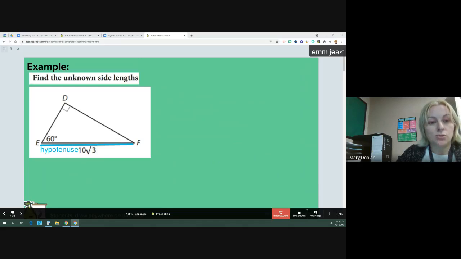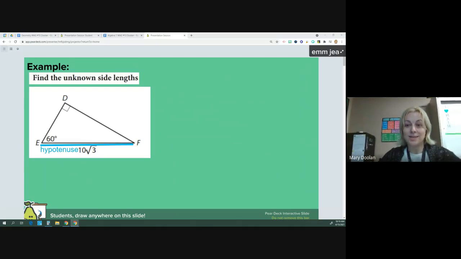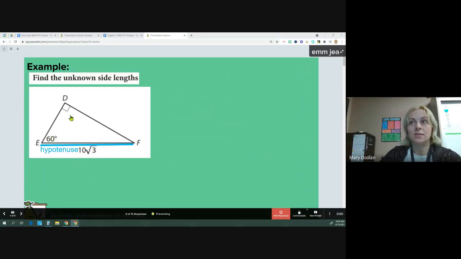And then we have two legs that make up the 90-degree angle. Okay, and one will be shorter and longer because of the measures of the angles. If these were both 45 degrees as my acute angles, then the two legs would be the same length. But because one of these is 60 and this is 90, I know this missing angle here must be 30. So I'm actually going to fill that in too as we're doing this.